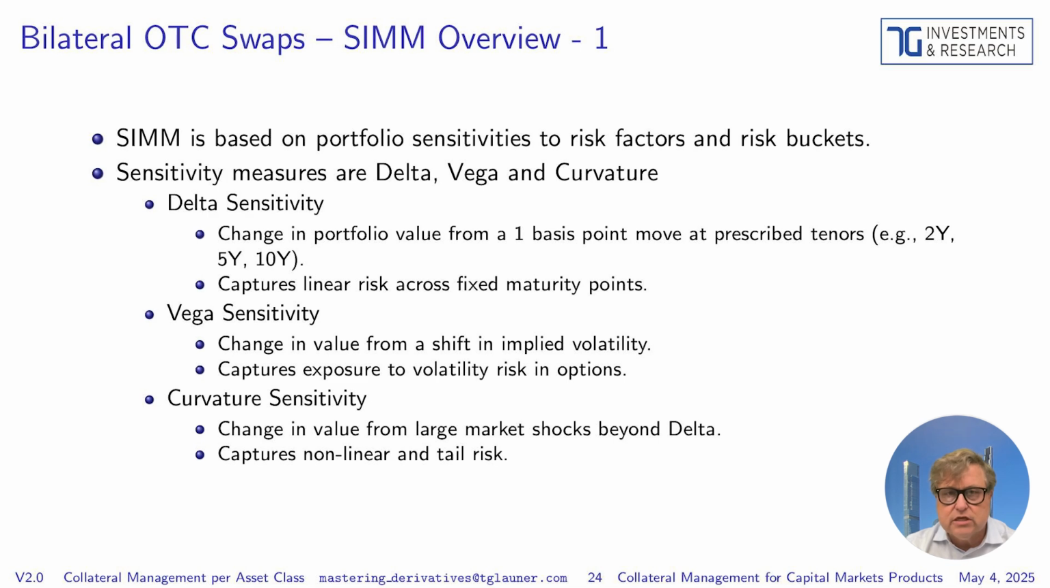Vega sensitivity involves changes in portfolio value due to shifts in implied volatility. It specifically addresses exposure to volatility risks present in options. Curvature sensitivity accounts for changes in value arising from large market shocks that go beyond what delta captures. This measure is crucial for understanding nonlinear and tail risks within the portfolio.